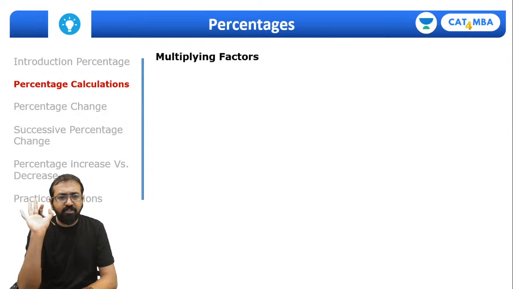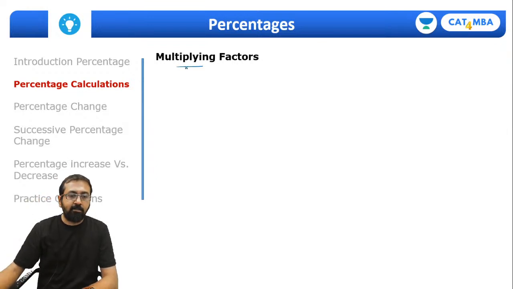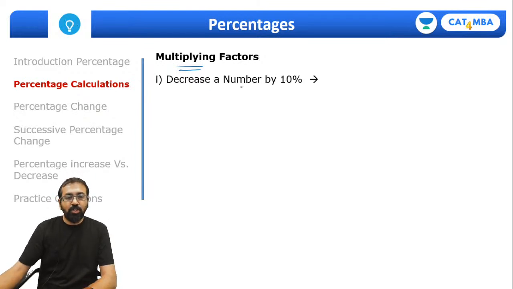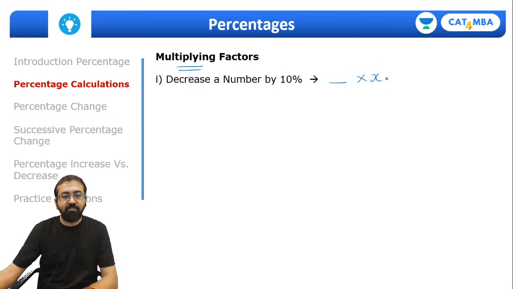So let's take one final set of multiplying factors, and this is about decreasing a number by a certain percentage. So decrease a number by 10%. What will be the multiplying factor? Now, can you figure out? Write it in the chat box. What will be the multiplying factor, guys?